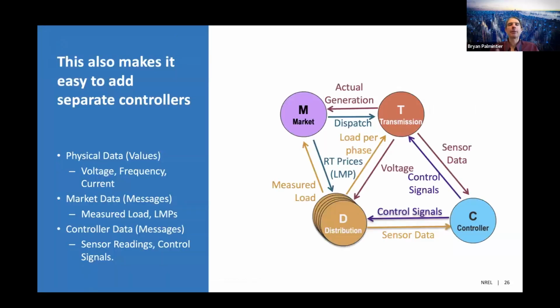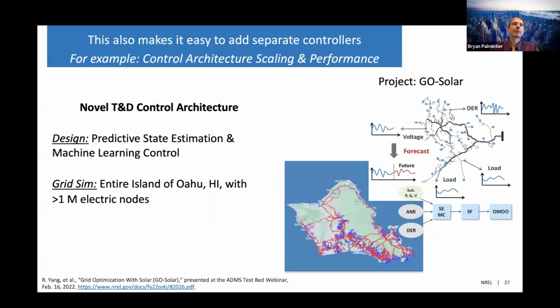The other thing that these messages allow us to do is to think about controllers. The idea that we're increasingly seeing controls on distribution and transmission could be coming from aggregators, could be coming from local sites, could be coming from lots of different DERMS systems. And similar to market operations, these are messages that are sent over network communications, in this case sensor data and control signals, but the same phenomenon can occur here. We've actually used this in the past on a number of different projects.